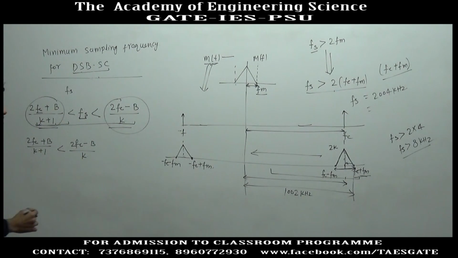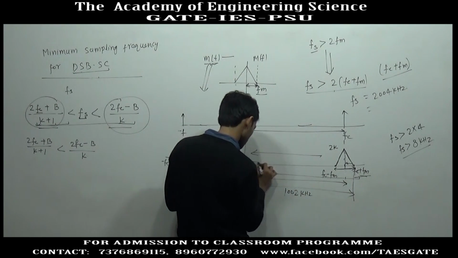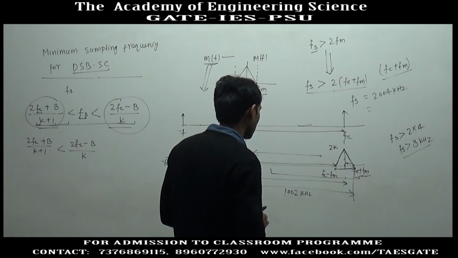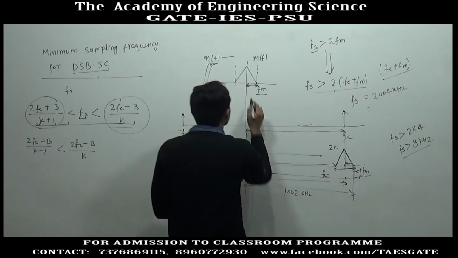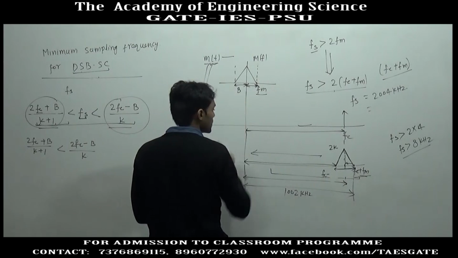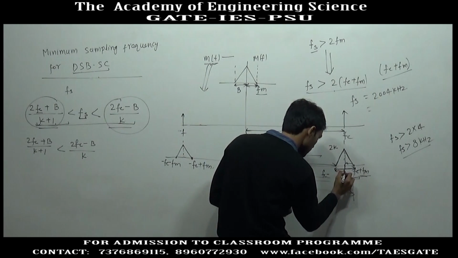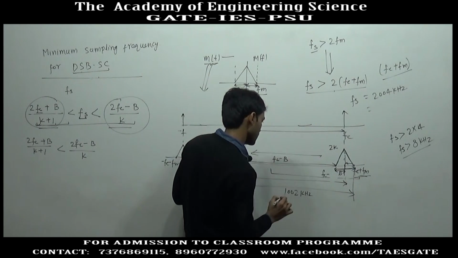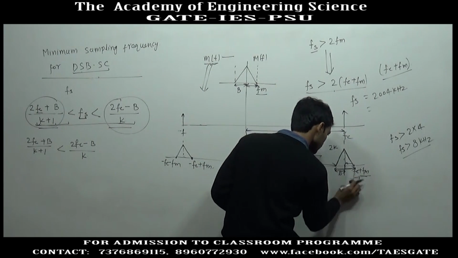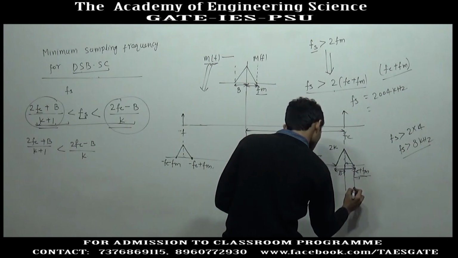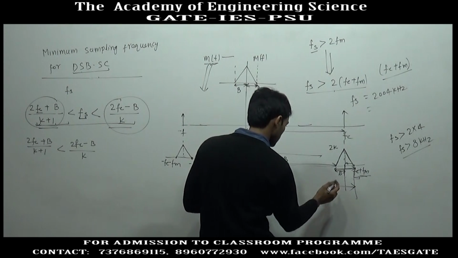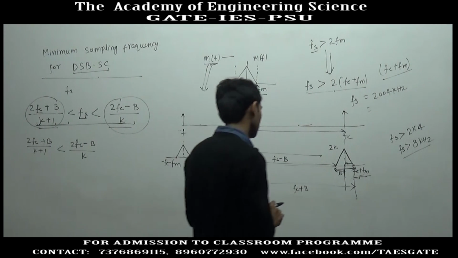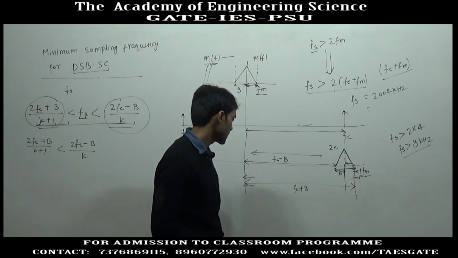divided by k. Before proceeding further, fc is the center frequency. Suppose this length is fc minus fm, or suppose this length is B, instead of fm I am writing it as B. So, this length will be B, so this length is fc minus B. Again, this length is fc, so this will be fc plus B. If you add these two lengths, we will get 2fc.